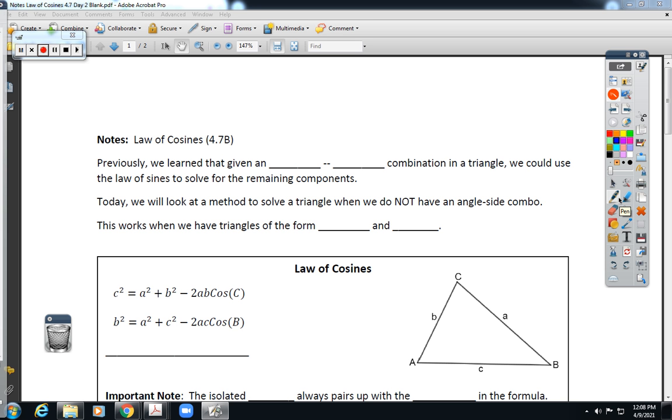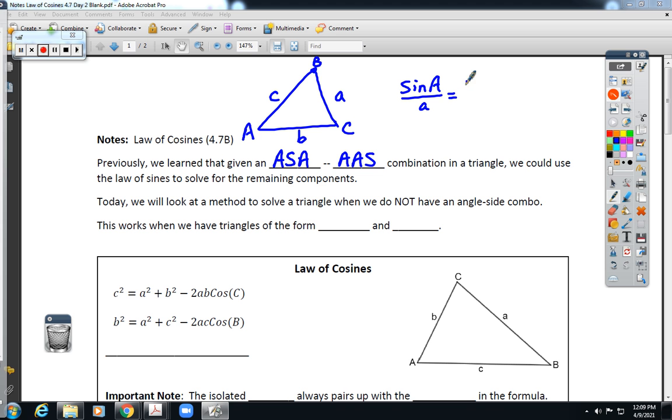So we previously learned that any time we have two angles and a side, we can use the law of sines. Again, the law of sines says that for any triangle ABC, where A, B, and C are the opposite sides, the sine of A over side length A is equal to the sine of angle B over side length B, which is equal to the sine of C divided by C. That's our law of sines.